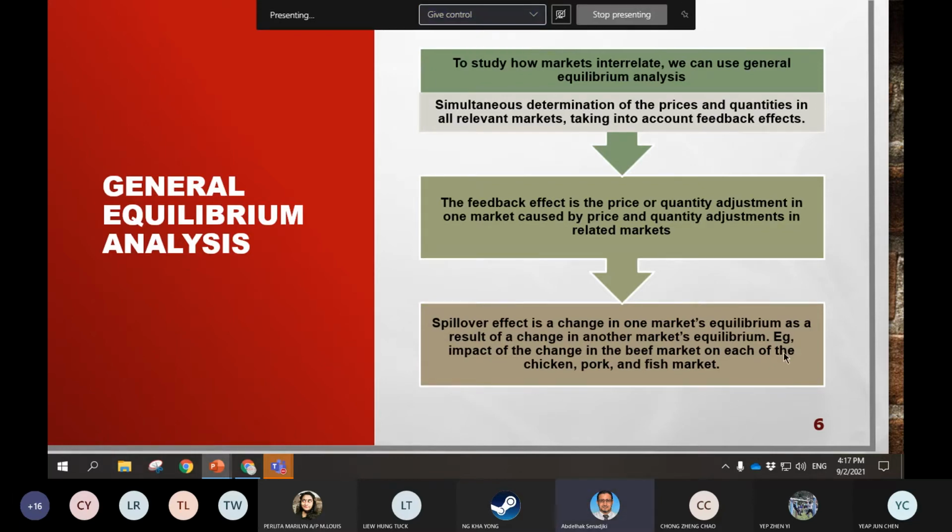For example, we have the impact of a change in the beef market on each of the chicken, pork, and fish markets. If the price of beef increases, people will consume less beef and substitute to either chicken, pork, or fish, and vice versa. If the price of beef decreases, then people will consume less chicken, pork, and fish, and consume more beef. So here we have both the feedback effect and the spillover effect. I hope that is very clear.